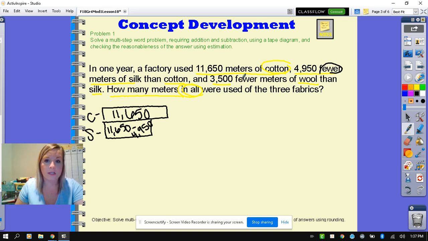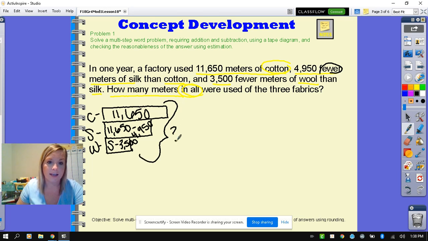And then here it says there's 3,500 fewer meters of wool than silk. So I'm going to put it in my tape diagram. So here's wool. It's going to be silk minus 3,500, because we don't know how much silk is yet. We have to solve it here. So then it says how many meters in all were used of the 3 fabrics. What they're truly asking us is to find out how much silk was made, how much wool was made, and then how much was made of the cotton, silk, and wool. So I'm going to take this piece by piece. I'm going to solve it in sections, and then we're going to go back and check it all out.